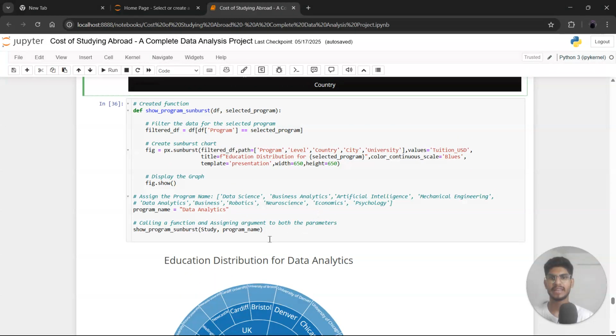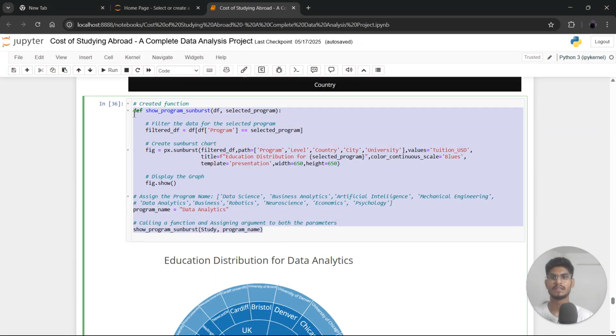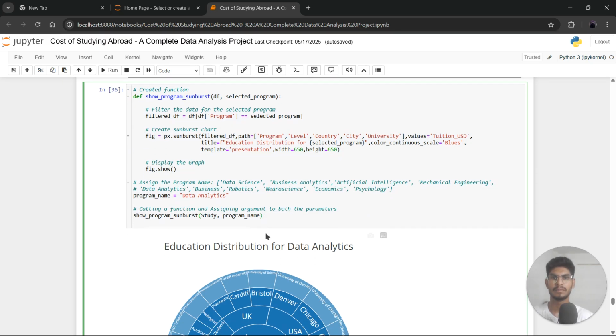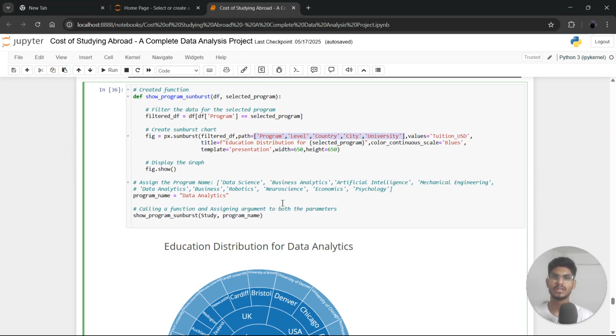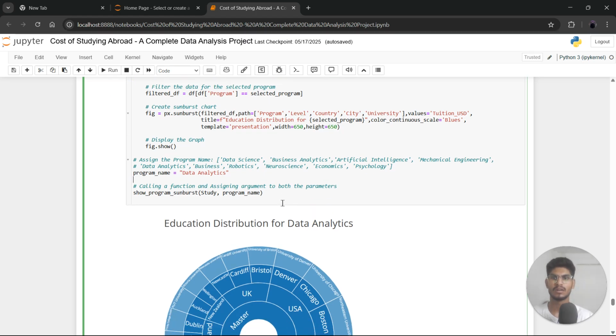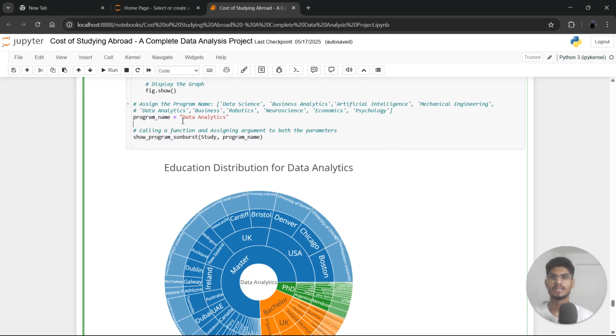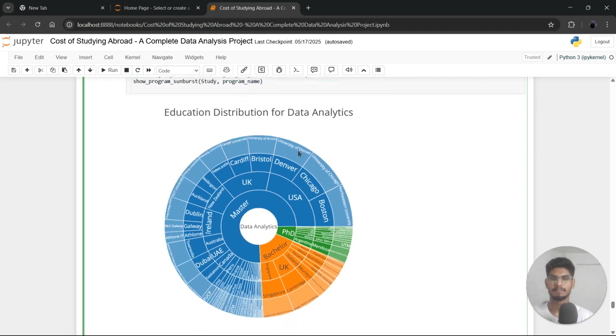So I have created one more sunburst which will help you to understand deeply. I'm using these programs. I have already made you understand what that program or that code is doing. So same with this. I just want to study data analytics. I want to do data analytics, but I want to go for the PhD.